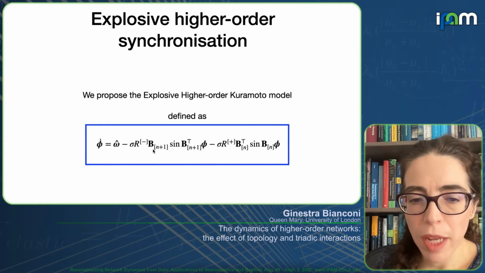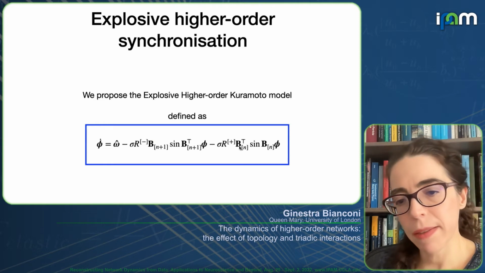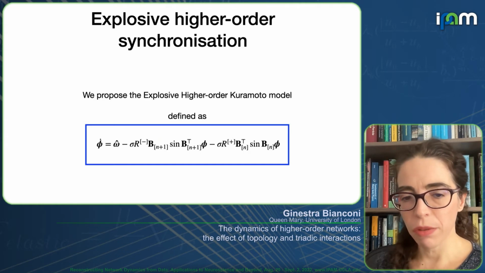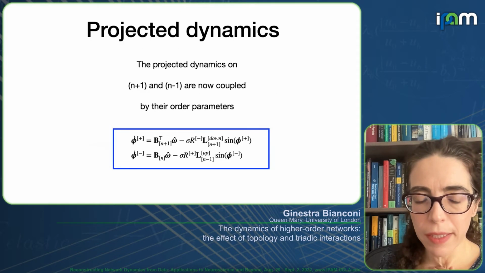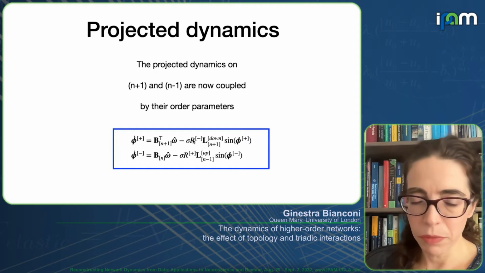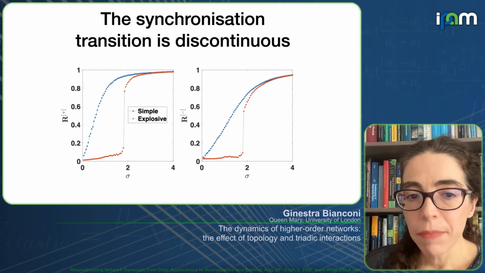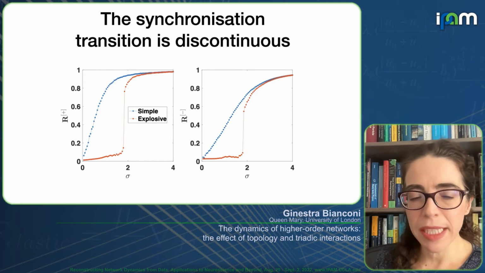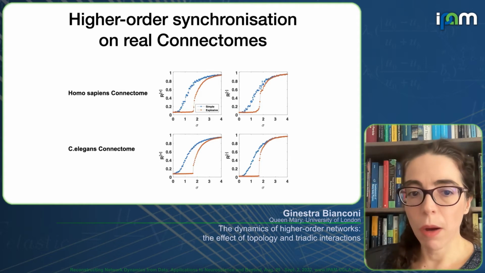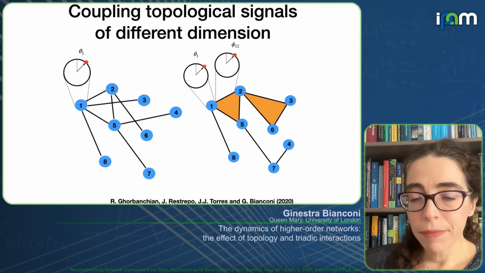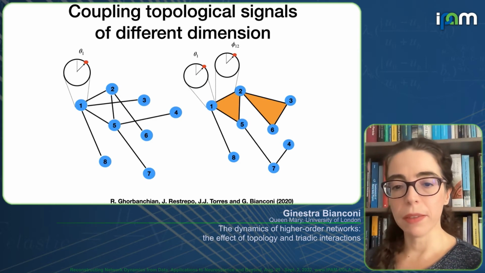So another thing that we have done is that we have coupled these two projected dynamics. The dynamics which couples links to links through nodes is modulated by the order parameter of the projected dynamics on triangles, and vice versa. So now when we study these two projected dynamics, they are not totally decoupled, because the coupling constant is modulated by the order parameter of the other. And interestingly, in this case, the synchronization becomes abrupt and explosive. This is really interesting. And this is a simulation on the configuration model of simplicial complexes. These are results on the Homo sapiens connectome, which show a similar effect, and the C. elegans connectome.